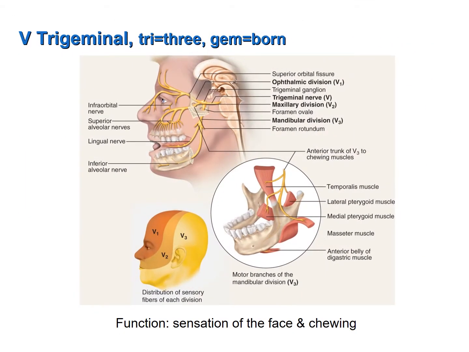Cranial nerve number 5 is the trigeminal nerve. Tri means 3 and gem means born. So this is the nerve that is born of 3 branches to be exact. Here's branch number 1, branch number 2, and branch number 3.